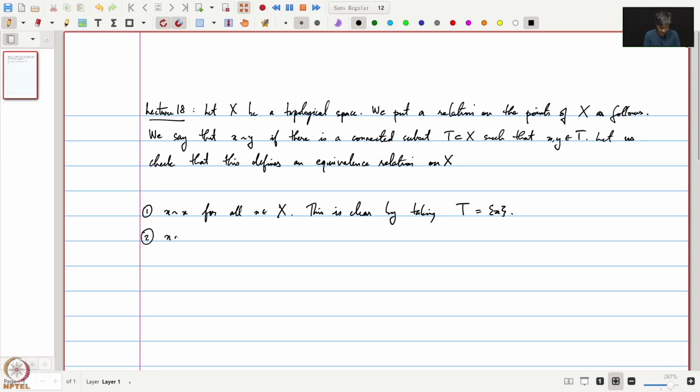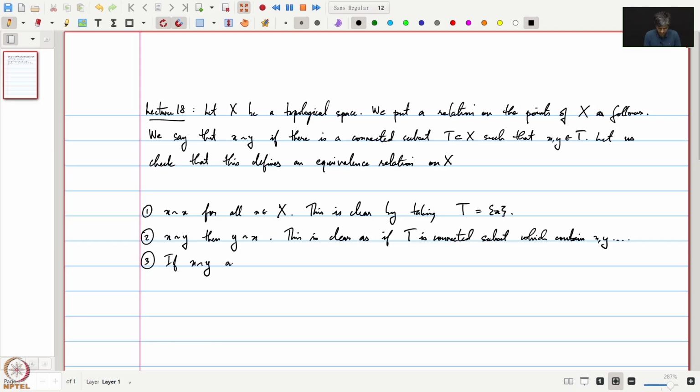The second point we need to check is if x is equivalent to y, then y is equivalent to x. This is also clear, as if T is a connected subset which contains x, y, then it obviously contains y and x again. So y is equivalent to x. Third, if x is equivalent to y and y is equivalent to z, then x is equivalent to z.